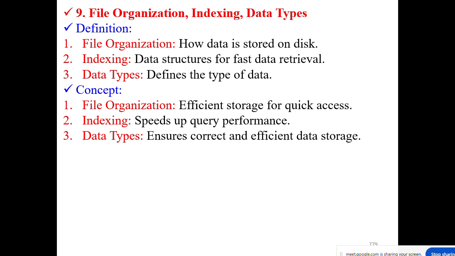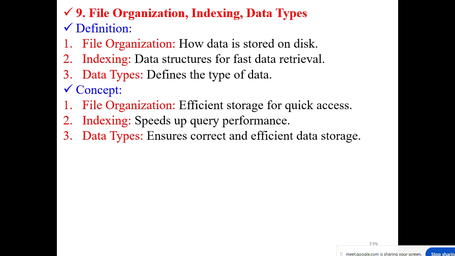File organization is nothing but how we have different files in a database and how data is stored on a disk. Indexing is nothing but a data structure for fast data retrieval. We are using a hash table. Then data types define the types of data. We have a number of data types like integer, character, double, audio, video, text, graphics, animation. That is called a data type.